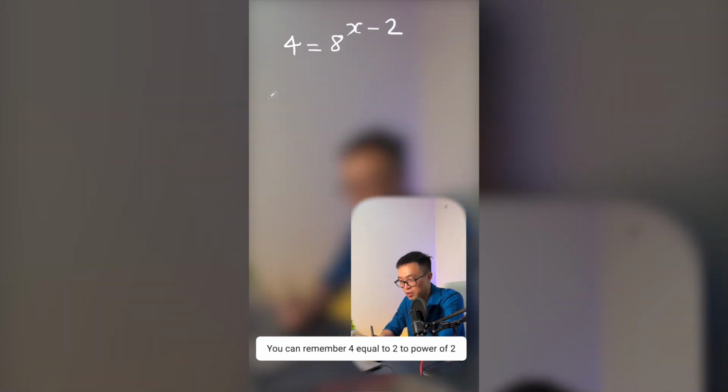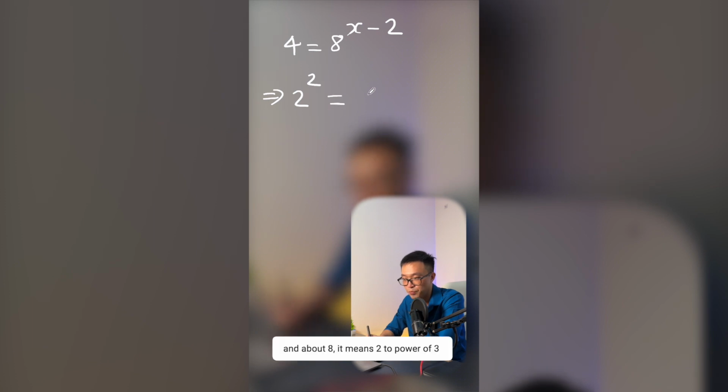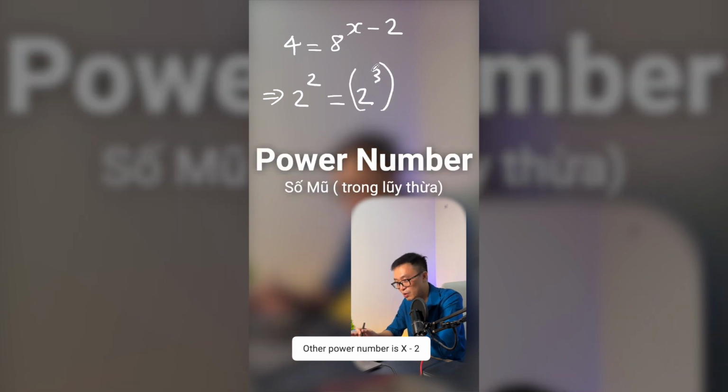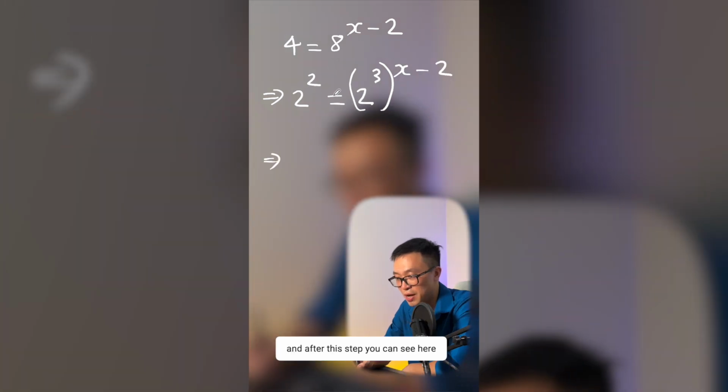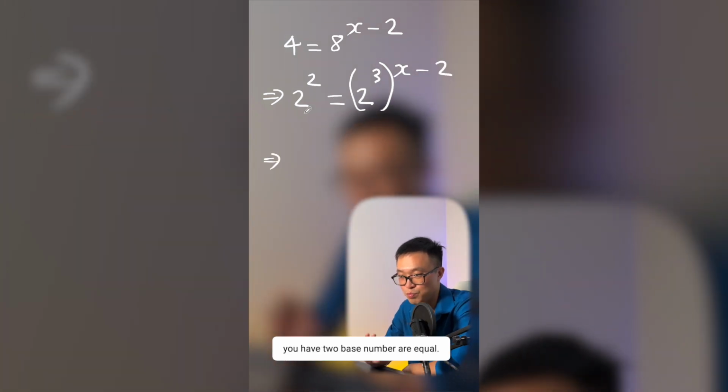You can remember 4 equals 2 to the power of 2, or 2 squared. And 8 means 2 to the power of 3. So you get 8 equals 2 to the power of 3. The other power number is x - 2. So you get this here. And after this step, you can see you have two equal base numbers. The left-hand side has base number 2 and the right-hand side has base number 2.